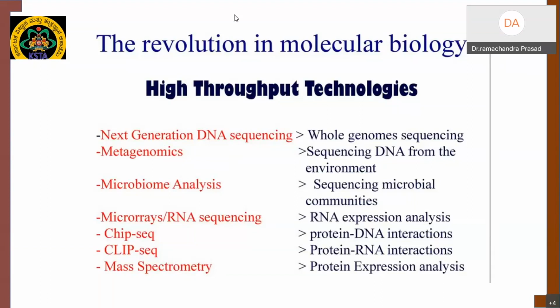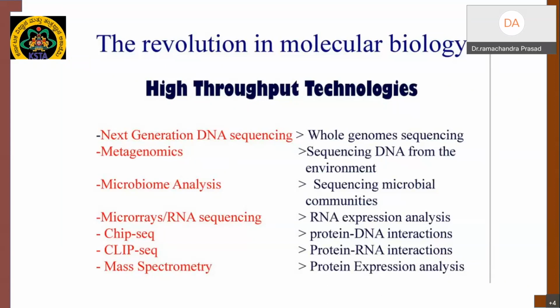So there's a lot of data generating from next generation sequencing and metagenomics. This is another technique from which a lot of data is emerging, that is sequencing DNA from the environment. Because in the environment, only 1% of the microbes we can culture in the lab. There are so many microbes existing in the environment which we cannot grow in our laboratory conditions, but we want to understand those microbes also.